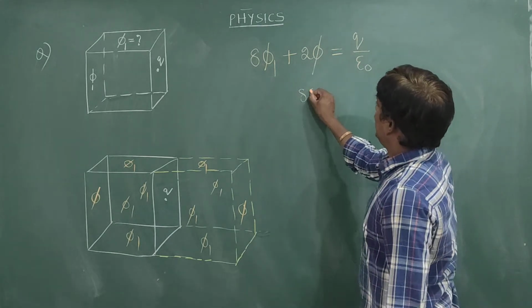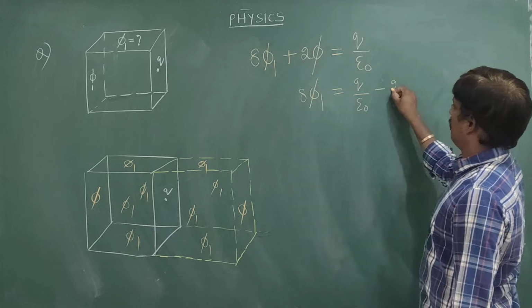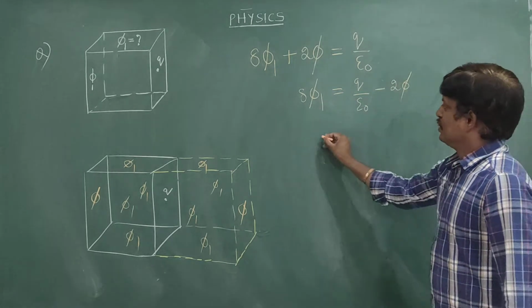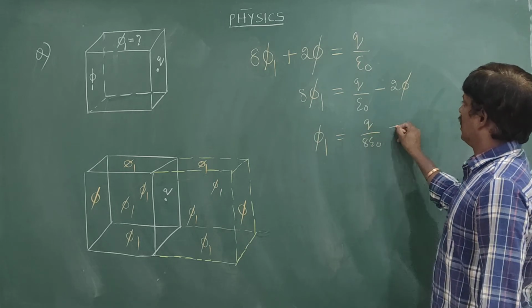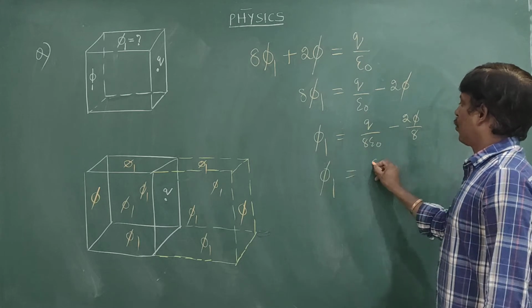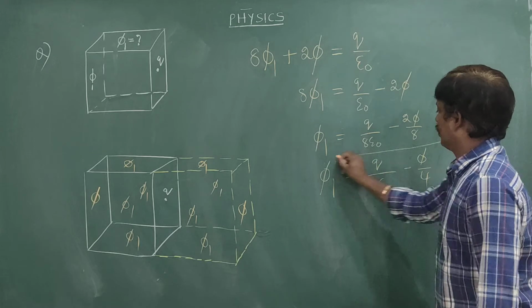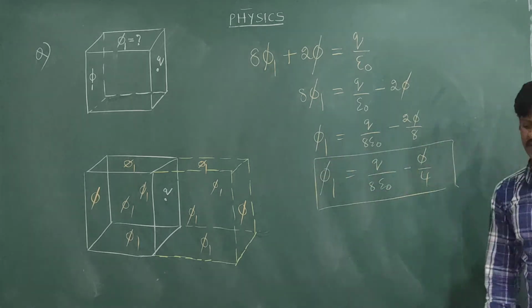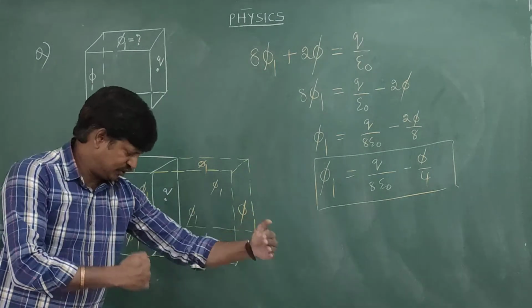Then 8 times phi 1 is equal to q by epsilon naught minus 2 phi. So phi 1 is equal to q by 8 epsilon naught minus 2 phi by 8. That means phi 1 will be equal to q by 8 epsilon naught minus phi by 4. Is that clear? So the charge is identical to these two faces.